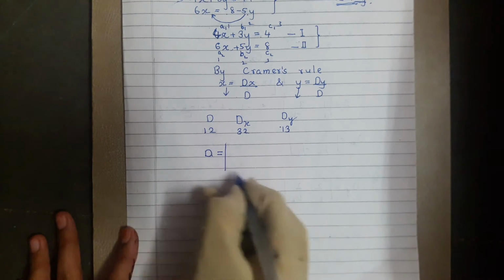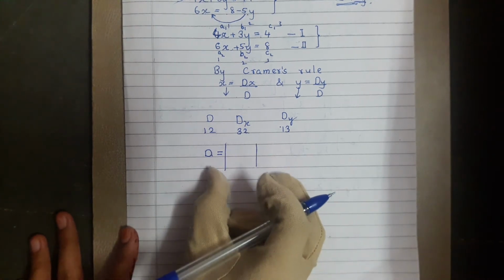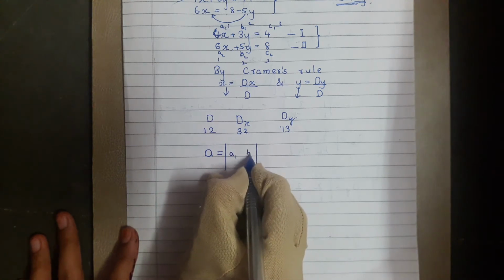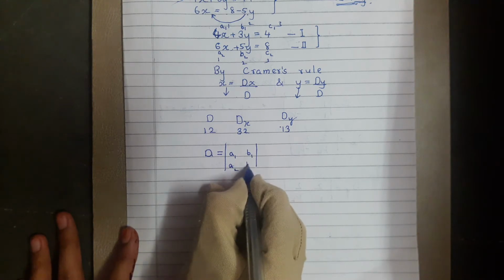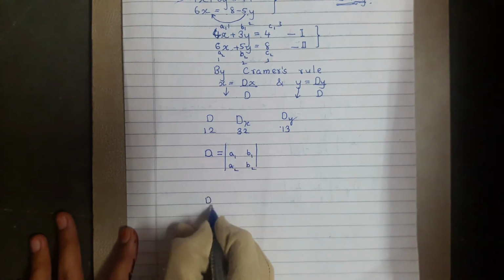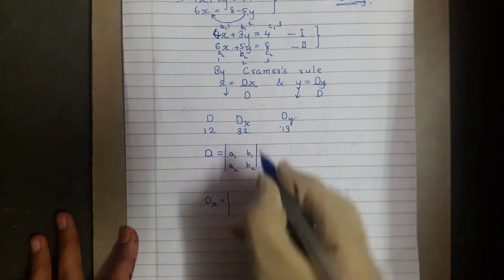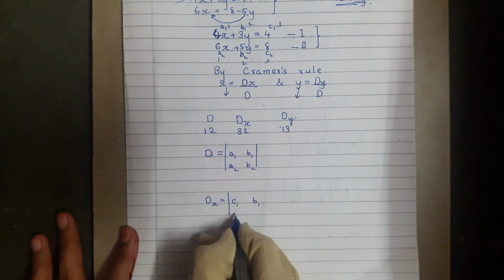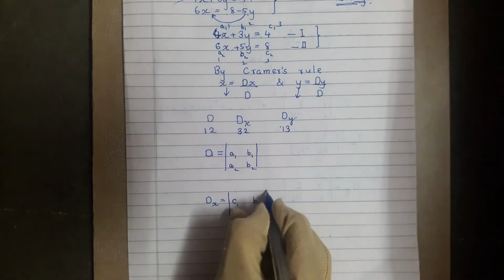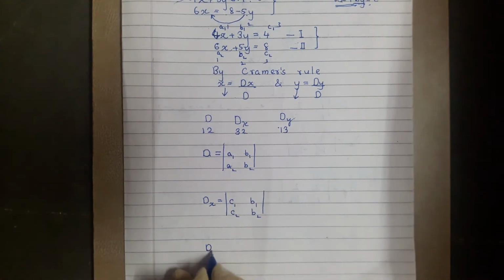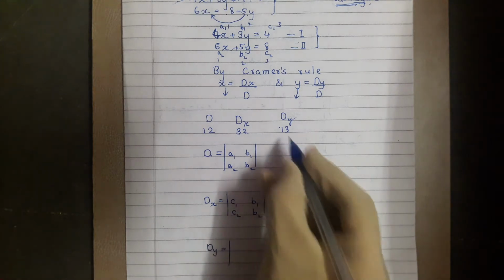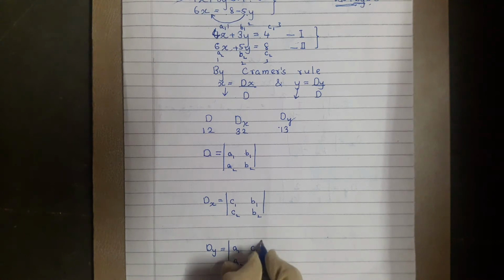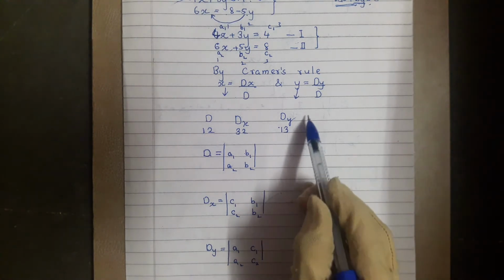Now we know that the determinant is given by this form. To find D, it is A1 B1 and A2 B2. Similarly, for dx it is C1 B1 and C2 B2, and now dy is A1 and C1, A2 and C2. Just remember this shortcut method.